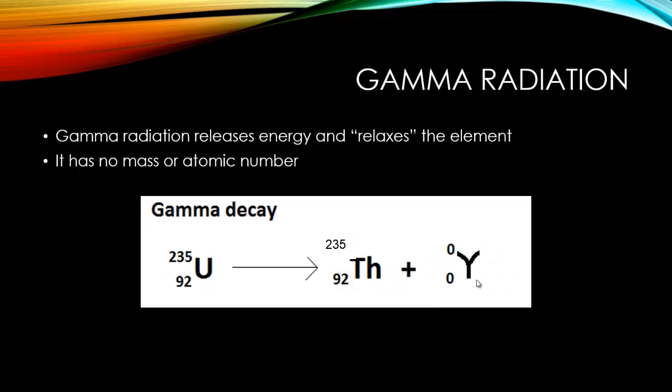Next, we've got gamma radiation, and gamma radiation releases energy and relaxes or releases the energy that's left over, that's being stored in the element. It has no mass and it has no atomic number, so there's a little issue on the page there, but the mass doesn't actually change.